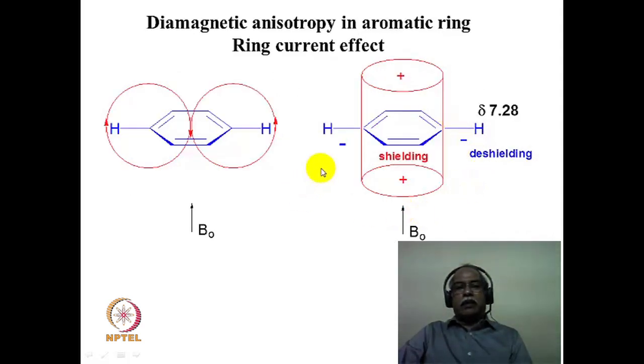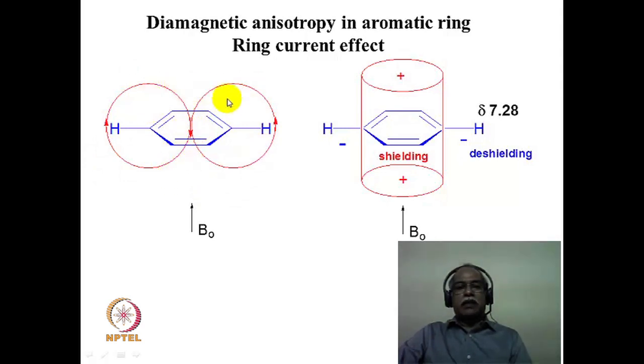In the case of aromatic rings, for example, you have a pi electron cloud in the form of a donut shaped pi electron density present in the aromatic system. When the aromatic plane is perpendicular to the externally applied magnetic field, which is B0 here, the aromatic electrons undergo a circular motion, which is called the ring current effect. As a result, you have an induced magnetic field, represented by the lines of force shown by the red circles here.